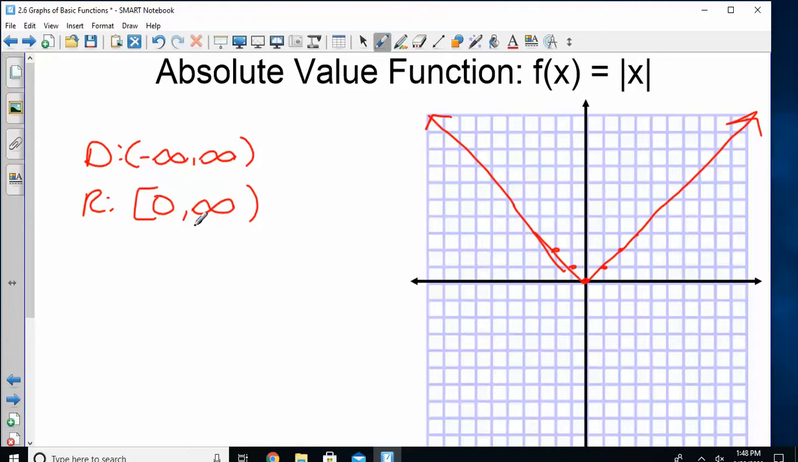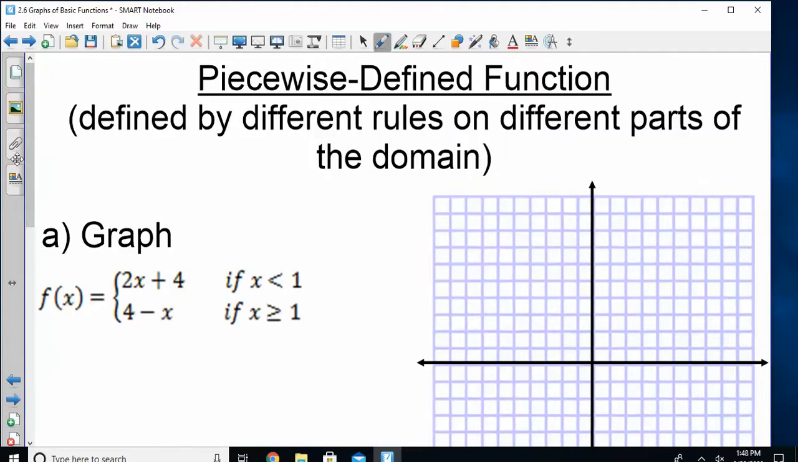Then let's go into a little bit different. Piecewise functions. There's not a clear-cut rule that a piecewise function always looks the same. Piecewise functions are essentially just defined differently on different parts of the domain. Okay, you have multiple pieces that you have to graph.